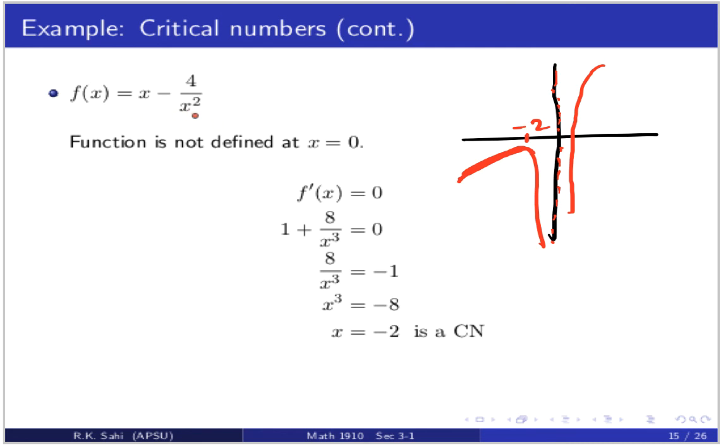Let's take the derivative. When we take the derivative, what do we get? 1 plus 8 over x cubed equal to 0. Or 8 over x cubed is minus 1, x cubed is minus 8, or x is minus 2. So here is our critical number. So this function has a critical number, minus 2. And you can see it from here, and if you use nice little software, you can see it much better.